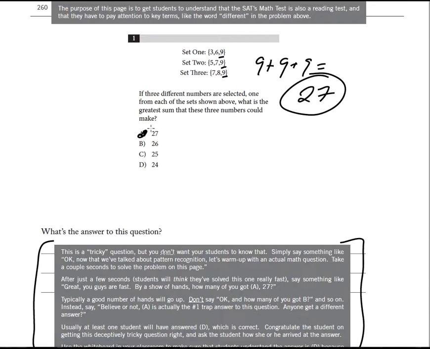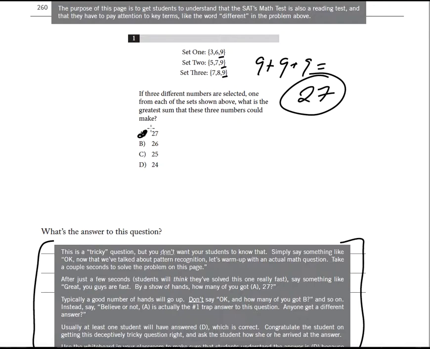The SAT math test isn't just a math test. It's also a reading test. And one of the things I want to emphasize with you guys today is that it's very, very important to pay attention to key terms. Can anyone pinpoint for me, maybe one of you guys who got choice D as the answer, what the key term is in this problem that enables me to get 24 as my answer rather than 27? Chris, you're right, yeah.